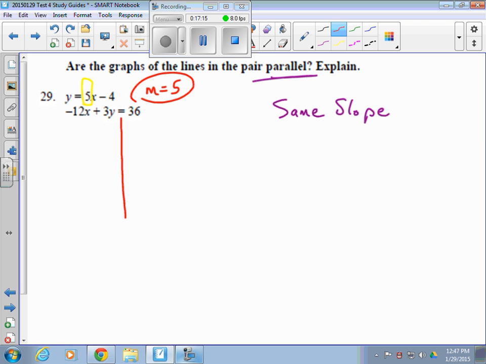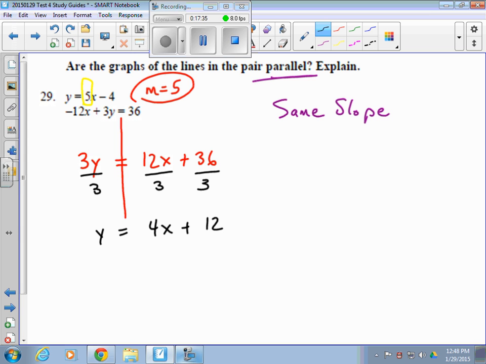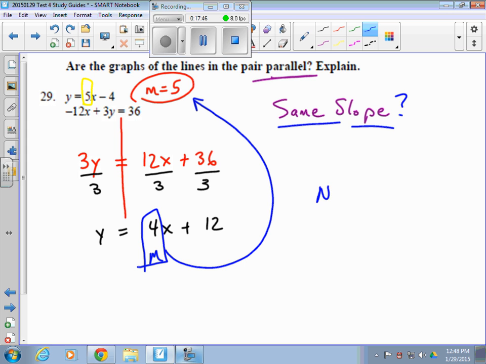Move -12x over. It leaves you with 3y on the left. When -12 comes to the right, it becomes +12x. 36 is already positive. It just stays right there. Divide by 3 to get y equals 12 divided by 3 is 4x. 36 divided by 3 is 12. Your new m, or your m value of this slope is 4. Compare it to the m value of the other slope, which was 5. Is it the same slope? No. So they are not parallel, where it tells you to explain: different slopes.